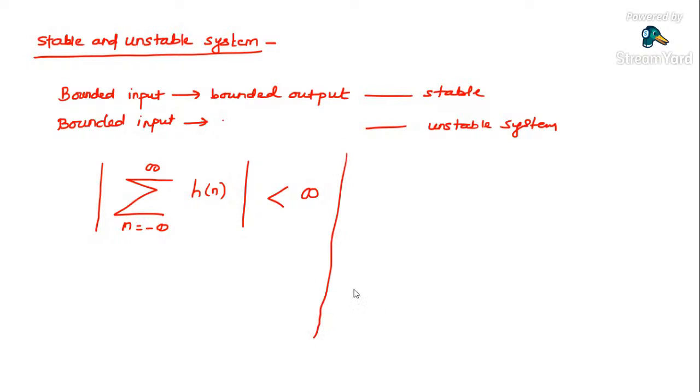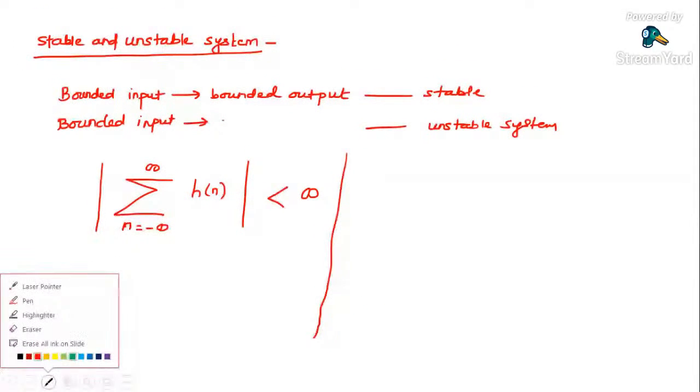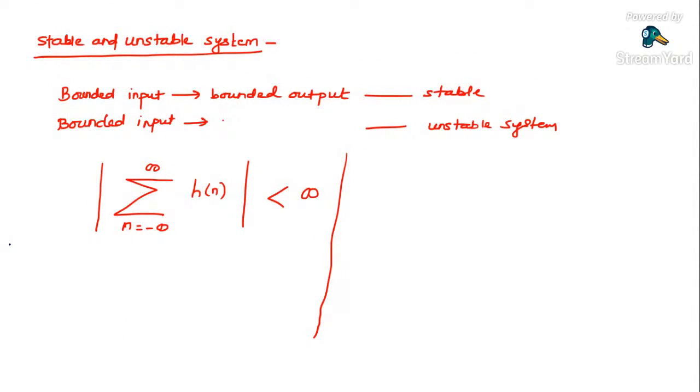Now I will show you how you can calculate whether the system is stable or unstable. We will take an example. Suppose y of n is equal to n x of n minus 1. This is yesterday's problem, the equation given of the system, and we have to check whether this system is stable or unstable. That is our today's task.